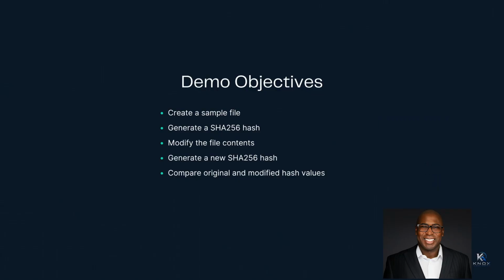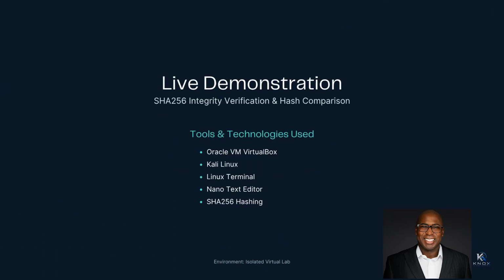In this demonstration, I will access an existing file inside my hashing demo directory, generate an original SHA-256 hash, save the hash value, modify the file contents, generate a new SHA-256 hash, and compare both hashes to demonstrate integrity verification. The tools I'll use are Oracle VM VirtualBox, Kali Linux, Linux Terminal, Nano Text Editor, and SHA-256 hashing. Now let's get into the live demonstration.